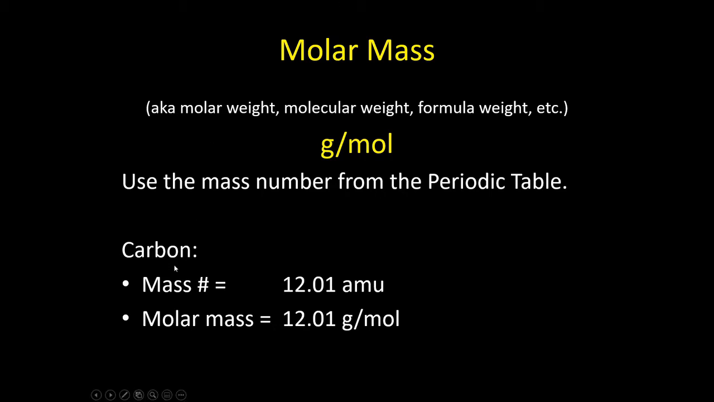So the mass number for carbon is 12.01 AMU. That is the weighted average of all the carbon atoms in existence that we are aware of, on Earth here. The molar mass is the exact same number, just in grams per mole. It is the number of grams that 1 mole of that material would weigh.